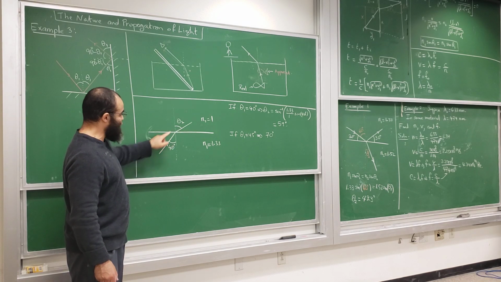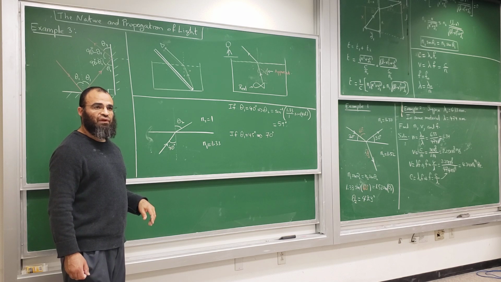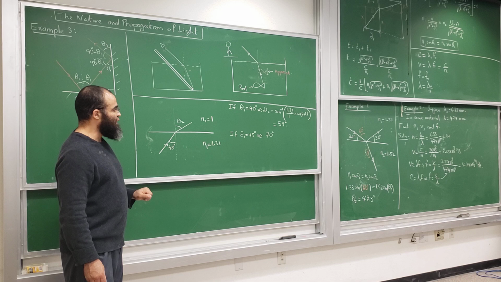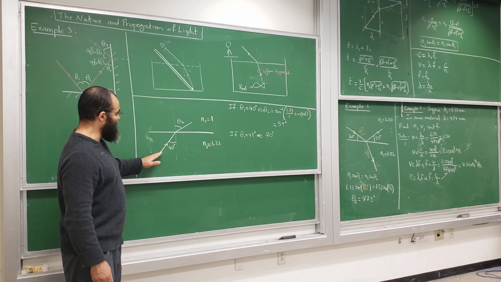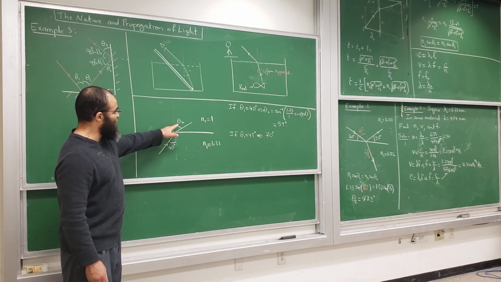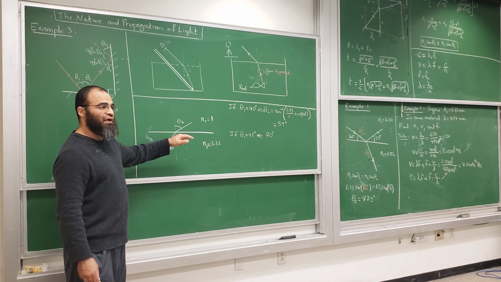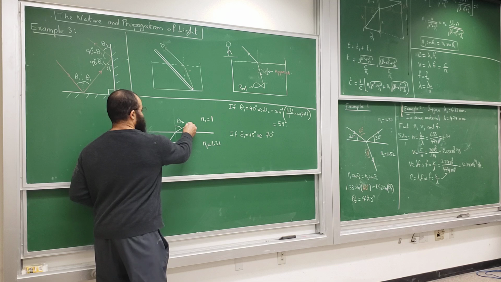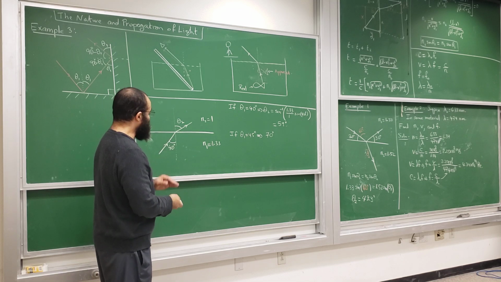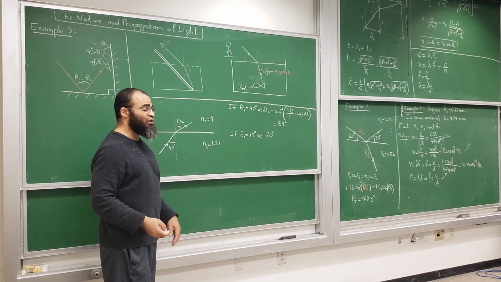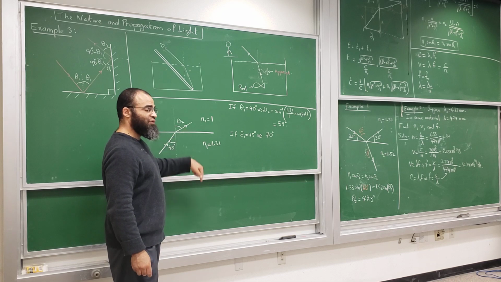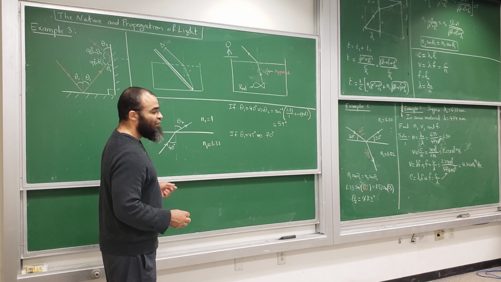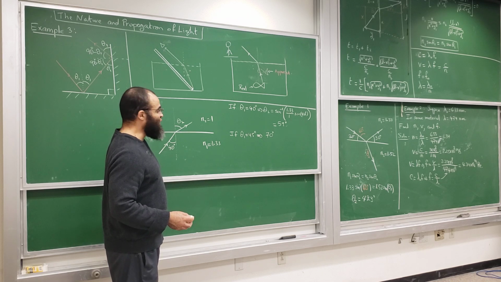So the angle at which you get 90 is called the critical angle. If theta 1 is large enough that theta 2 is 90 degrees, that's called the critical angle. At that critical angle, none of the light is refracted. Nothing comes out. All of it will just be reflected down, and it's called total internal reflection. So what is the critical angle?